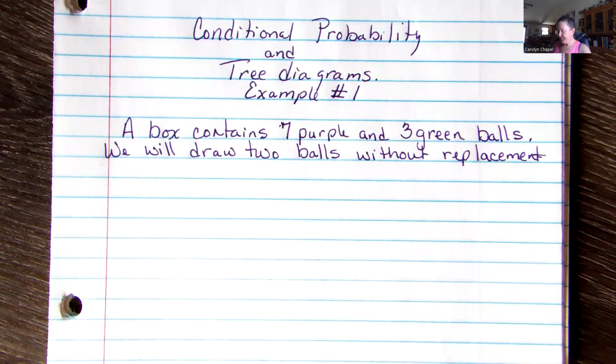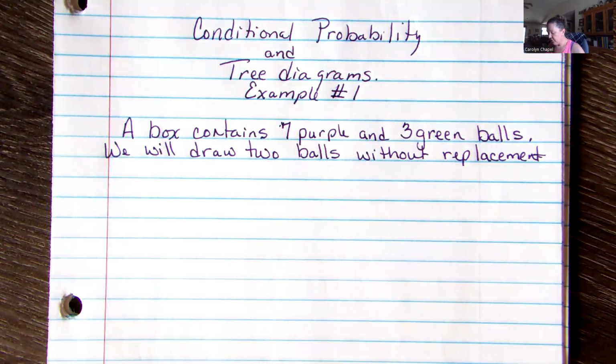So please think of our example. We have a box, and it contains 7 purple and 3 green balls. So a total of 10 balls are in this box or bag or whatever container you want to have them in. 7 of them are purple, 3 of them are green. And what we're going to do is take 2 balls out of this box, one at a time without replacement.